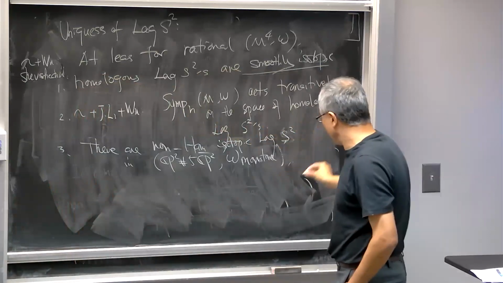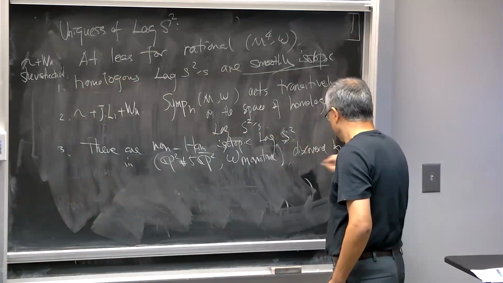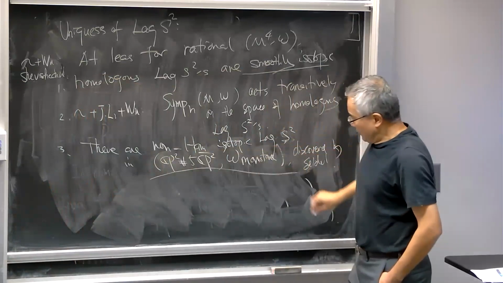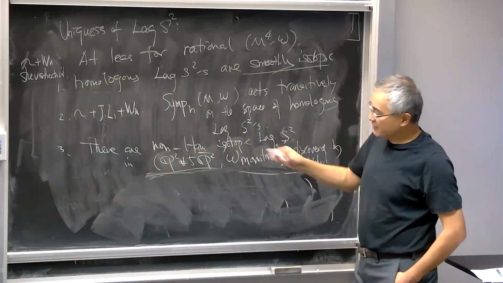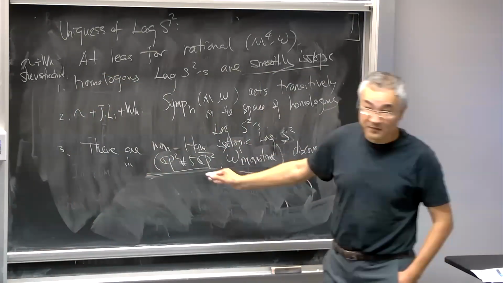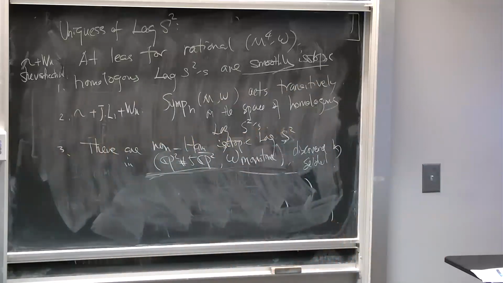So this is discovered by Sino. I think we recently have a much better understanding of when this non-uniqueness can occur. This is a rare situation, at least for rational surfaces.